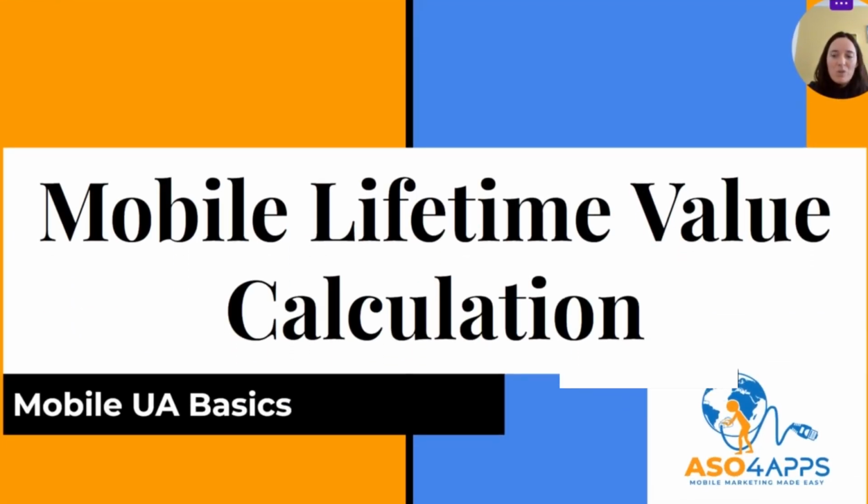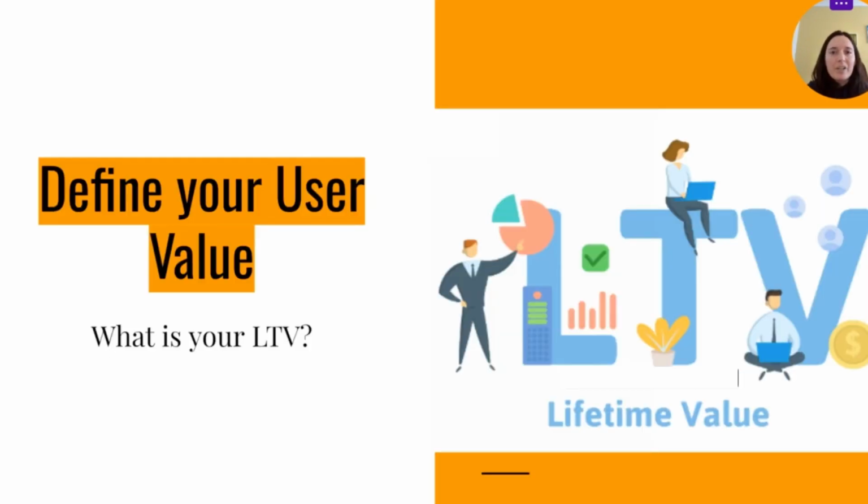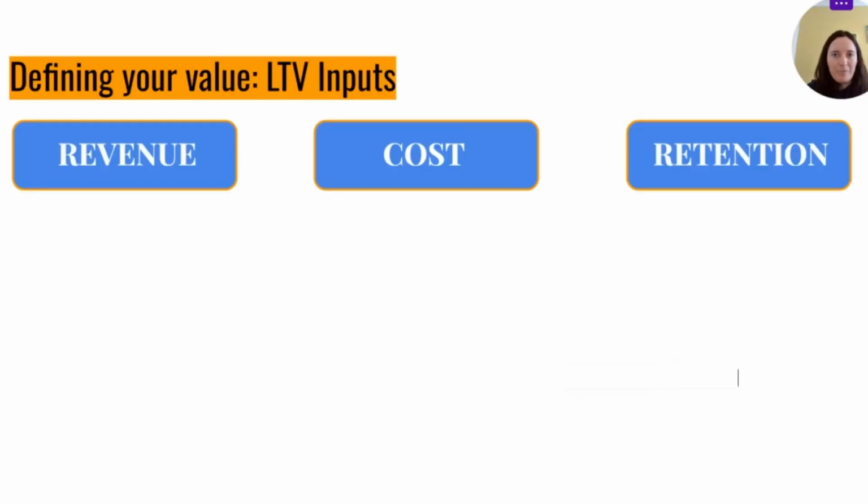LTV, or lifetime value, is a user projection metric. This means we need to take into account the time span that suits best for your business, but also your retention profile, how users engage with your product or your mobile app. To calculate it, we need three main inputs: the revenue generated from your users, then subtract the cost of acquiring them, and finally how users engage with your product, your retention profile.